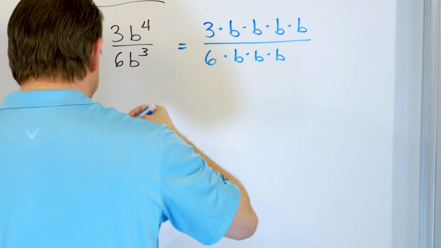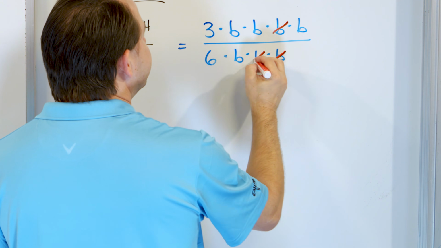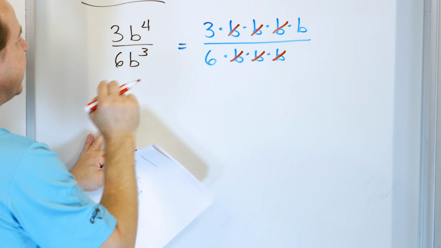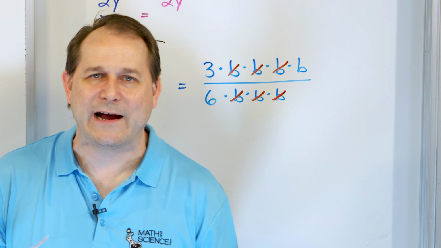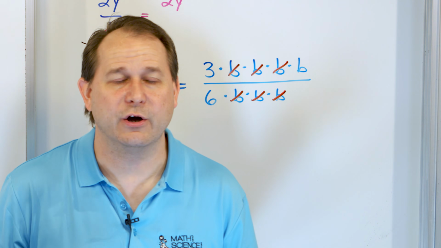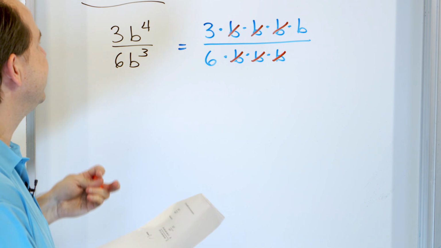All right, the b's are easy because they're the same thing on the top and the bottom, right? B cancels, B cancels, B cancels. But what do I do with the numbers? So this is how it comes all full circle. We have to know fractions. We learned fractions a long time ago. You learn that anytime you have a fraction, you can simplify by dividing the top and the bottom by the same number.